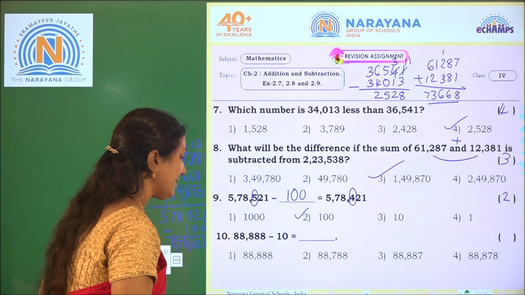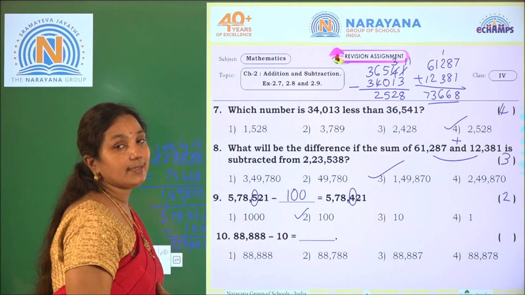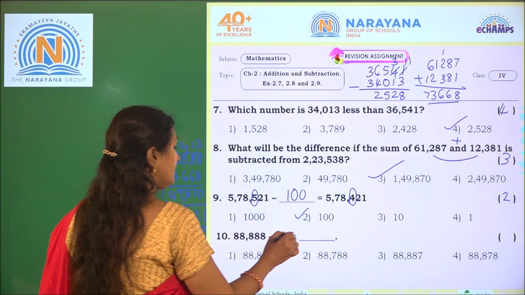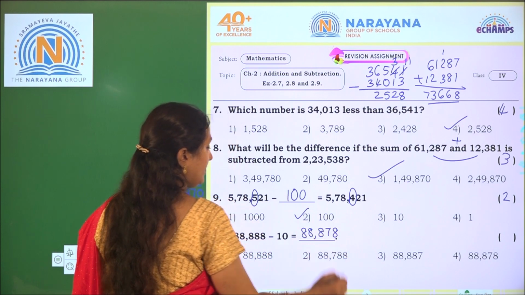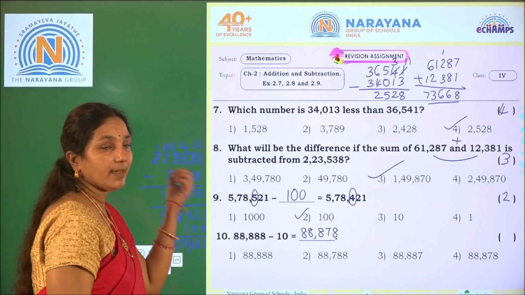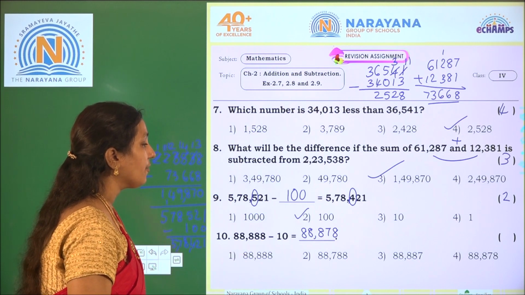Next one, 88,888 minus 10. If you subtract 10 from this number, what do you get? You will get 88,878. Simply 10 numbers we are going back. So which is the correct option from the following?